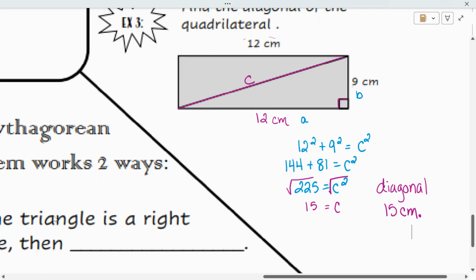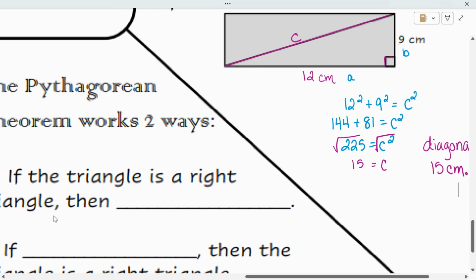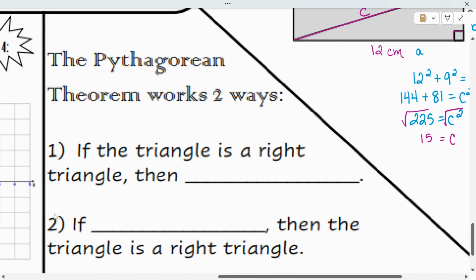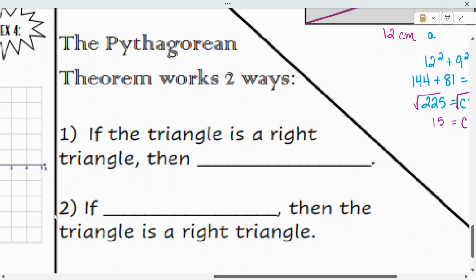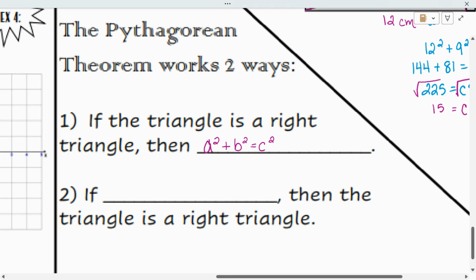All right. Do we feel okay with that? All right. The Pythagorean theorem works two ways. If the triangle is a right triangle, then a squared plus b squared equals c squared. It also works such that if a squared plus b squared equals c squared, then the triangle is a right triangle. Meaning that you can be told that you have a right triangle, which allows you to use the Pythagorean theorem to find a missing measure, or you can take all three measures and prove that you have a right triangle. It's reversible. Okay.